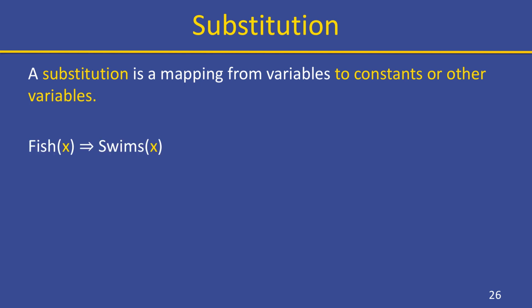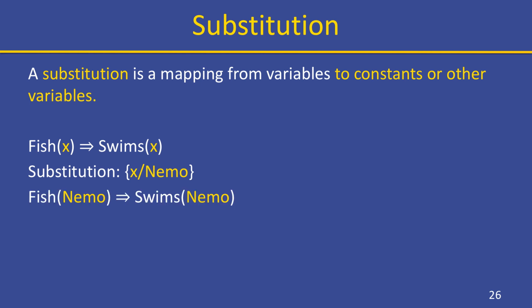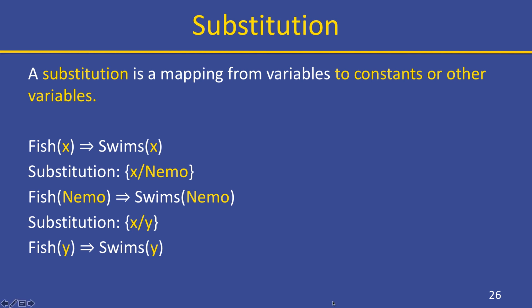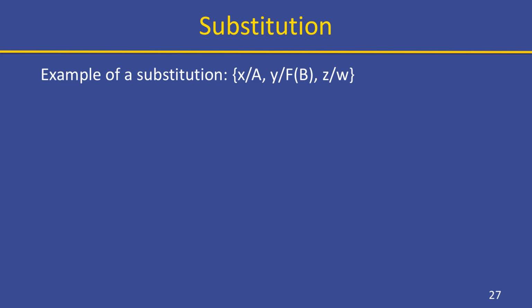Let's say we have this sentence that includes the variable x. We can apply a substitution. We can substitute x with Nemo and obtain the following sentence: fish Nemo implies swims Nemo. And here's another substitution. Here, instead of substituting x with a constant, Nemo, we substitute x with a variable, y. So after applying the substitution to fish x implies swims x, we get the new sentence, fish y implies swims y.